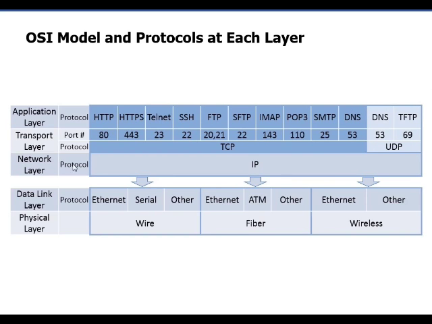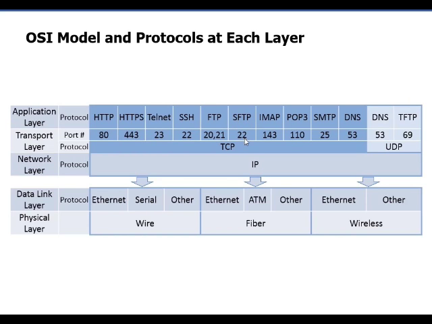At the transport layer, what I've done is list the port numbers for these well-known application layer protocols right below it. And notice that I put them at the transport layer of the OSI model. So HTTP always operates on port 80, HTTPS on 443, Telnet on 23, SSH on port 22, FTP actually uses two ports, 20 and 21. SFTP, Secure FTP, uses port 22.